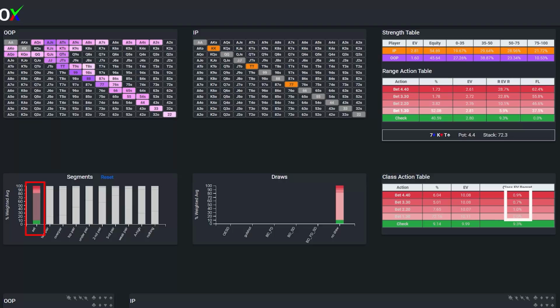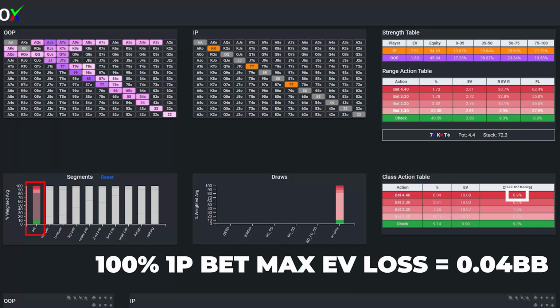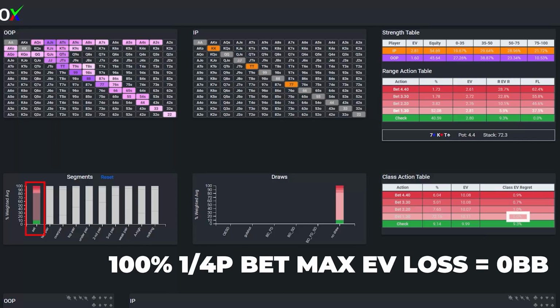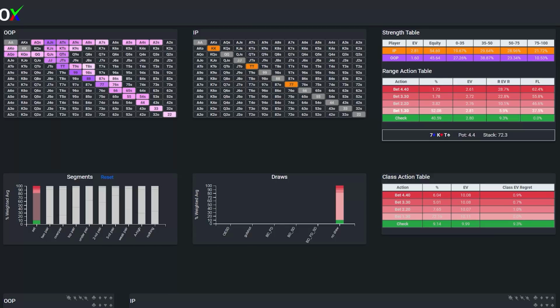This means that if we decide to bet full pot with 100% of our sets in this spot, the maximum amount of EV we would lose compared to the GTO solution is 0.9% of the pot, or about 4/100ths of one big blind. Or, if we chose to bet quarter pot with 100% of our sets, the maximum amount of EV we'd lose is 0 big blinds. But instead of trying to develop a unique strategy for our sets and for each of the other hand classes in our range, which would still be quite complex, what if we wanted to simplify things further?